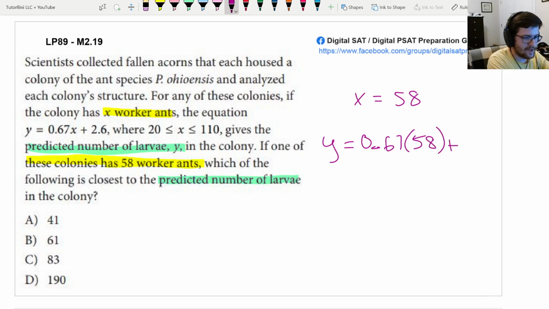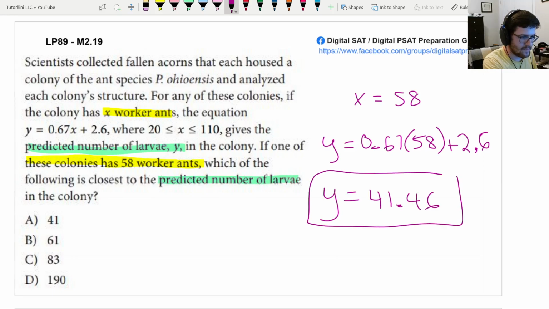Remember the line of best fit, not important here, but important on other questions. The line of best fit tells you the predicted Y value. The actual Y value, you would need a scatter plot or a table. Okay, so 0.67 times 58 plus 2.6, and we get a Y of 41.46, and that is A.